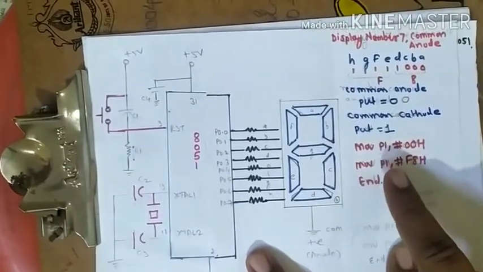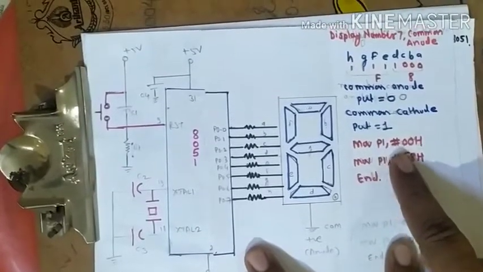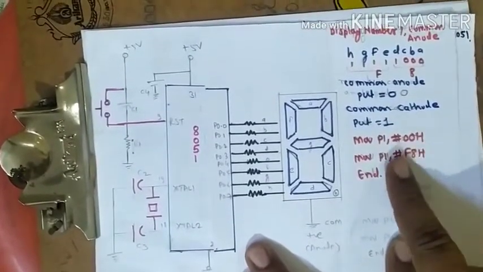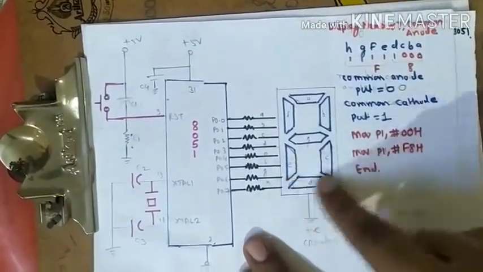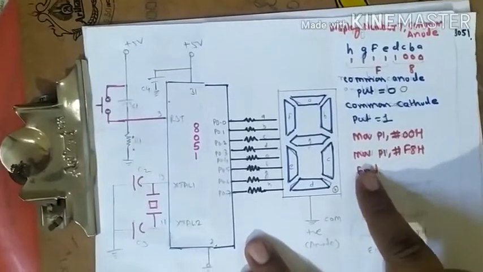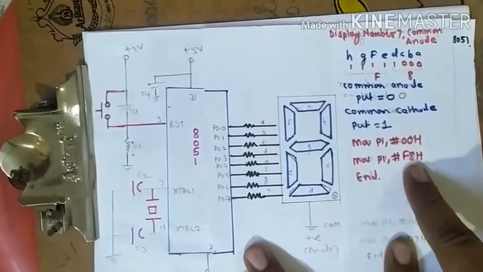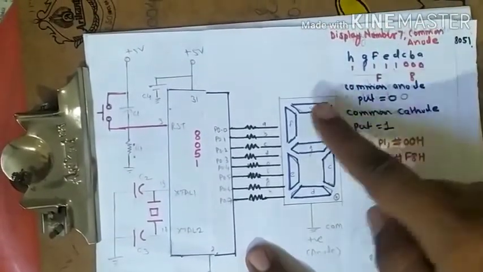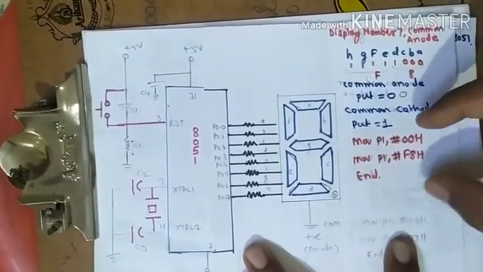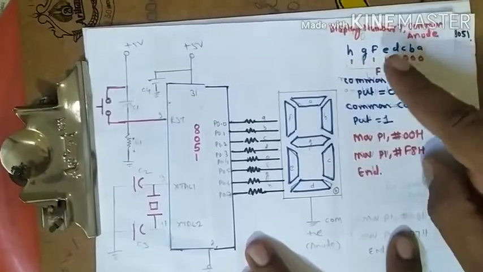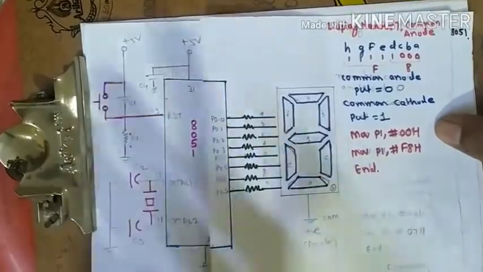So for writing the assembly language program, see here this code: MOV P1, #00H. It means that we can glow all LEDs first. After that, MOV P1, #8FH. After we send 8FH, it displays the number 7. So it glows only A, B, C, and all remaining LEDs are off. So this is one case of displaying number 7 in common anode condition.